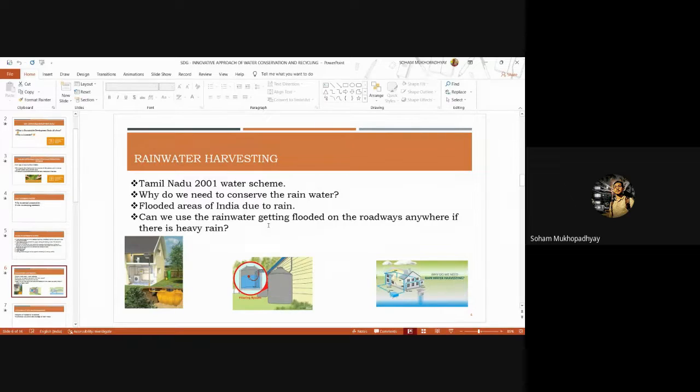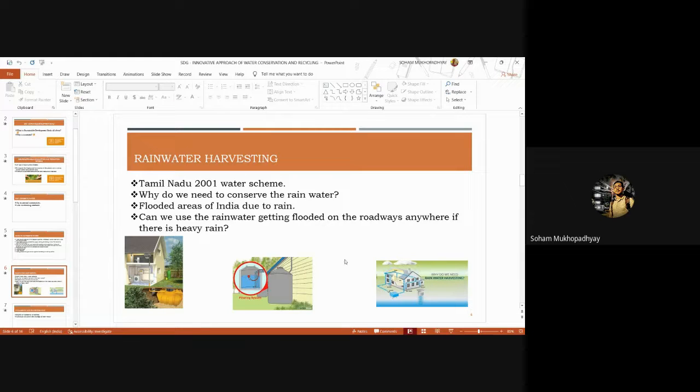The next slide is about rainwater harvesting. You can see this slide right now. You can also see these pictures here, which I have included. These are all mechanisms I have shown here.